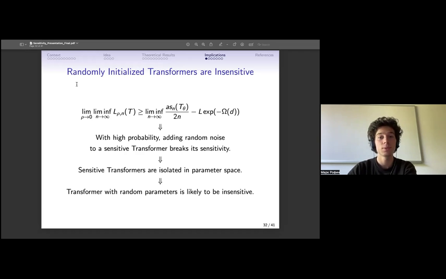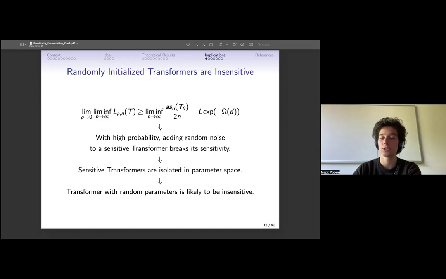Then what about implications? So first one is that randomly initialized transformers are insensitive. Why does this happen? Because here and further we will base all the implications on the second main result. And from it, you can conclude that with high probability, adding random noise to a sensitive transformer breaks its sensitivity. So you cannot derive this strictly from this formula above, but this can be derived from one of the steps during the proof. Here you can just see that if you add random noise to the sensitive transformer, it will start outputting something very different. This is because of this non-zero sharpness. But actually, it will not just output something different, it will completely break its sensitivity. So if you have a sensitive transformer and you add random noise to it, it will become insensitive.